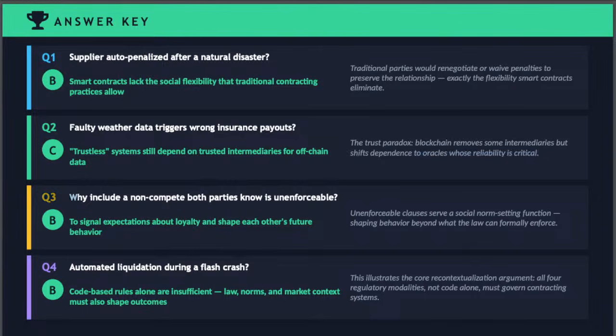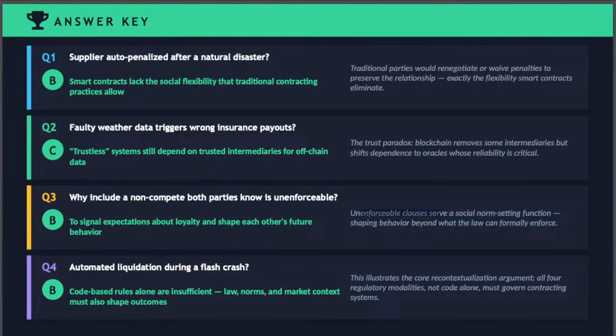Let's move on to question 3. Why include a non-compete that both parties know is unenforceable? And the correct answer is B, to signal expectation about loyalty and shape each other's future behavior. The unenforceable clauses serve a social norm-setting function, shaping behavior beyond what the law can formally enforce.